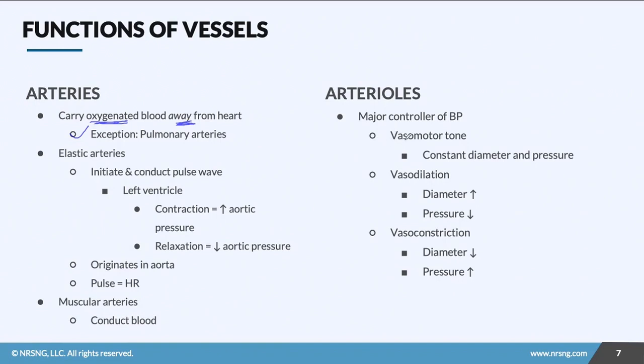Then your arterioles. Your arterioles are really the major factor, the main controller of blood pressure.